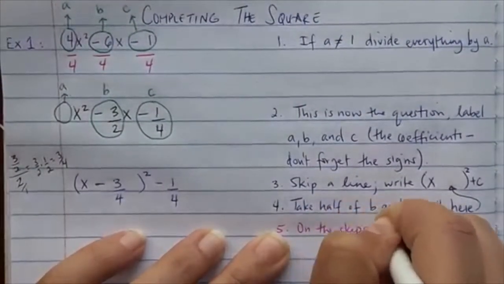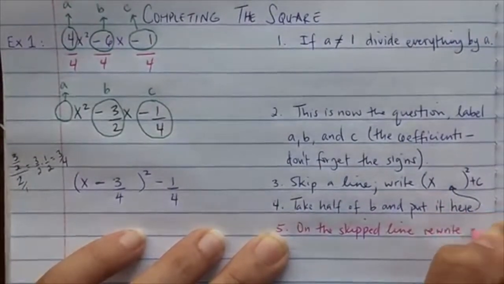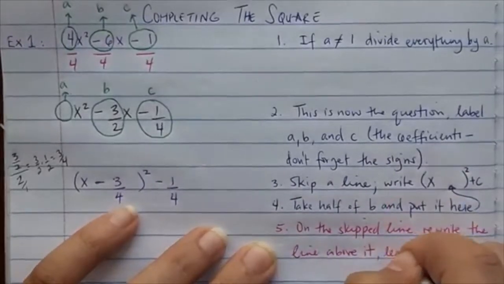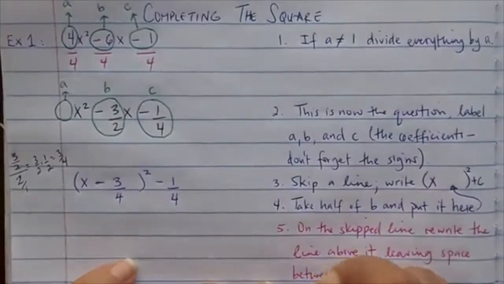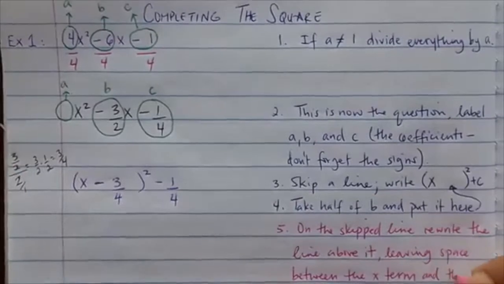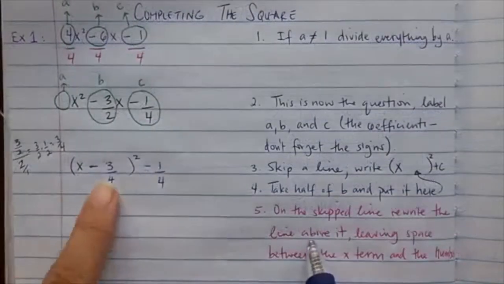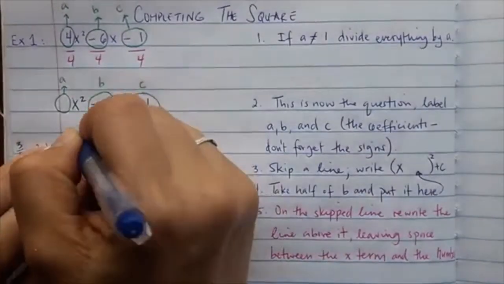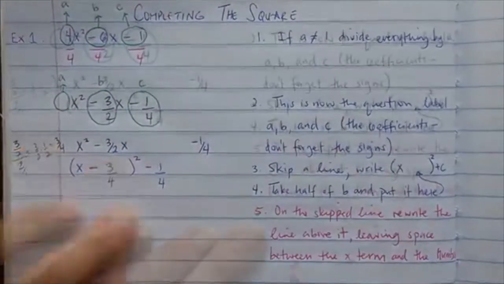Number 5, on the skip line, rewrite the line above it, leaving space between the x term and the numbers. So the line above it says x squared minus 3 over 2x, and then leave space between that and the number. So x squared minus 3 over 2x, leave some space, and then negative 1 over 4.